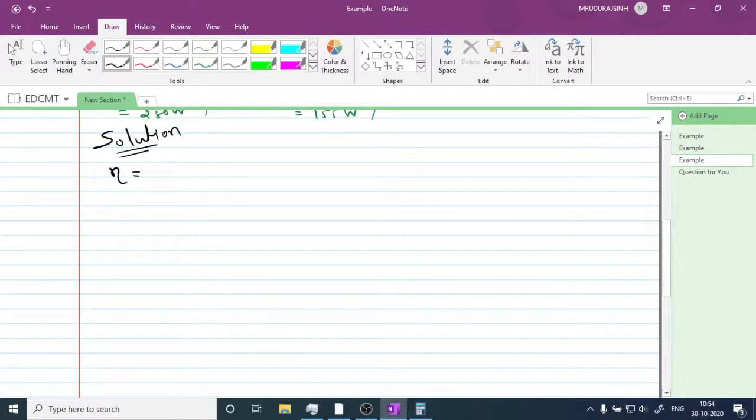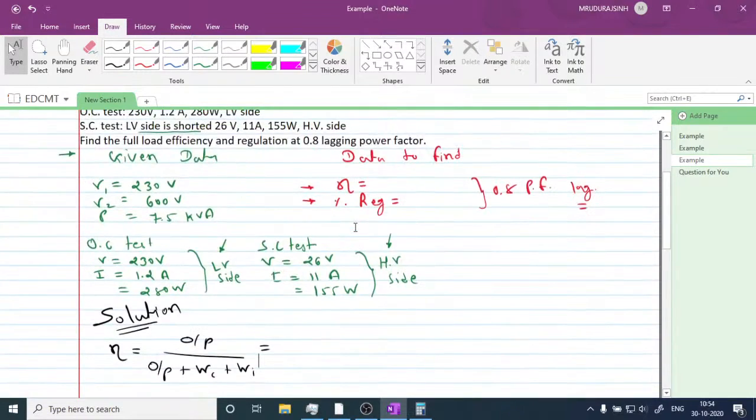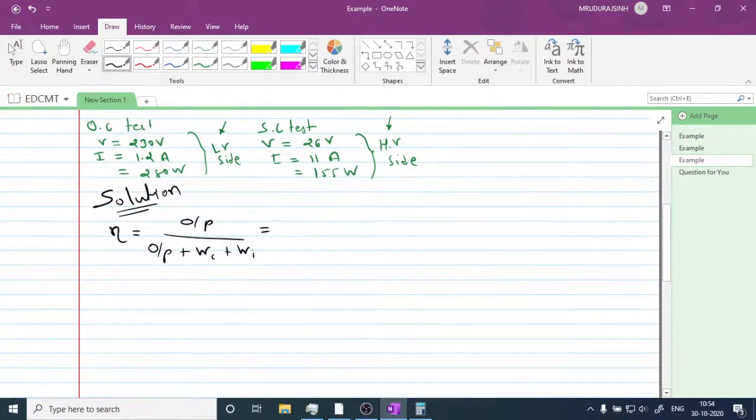So the equation for efficiency is output divided by output plus copper loss plus iron loss. The output we need to calculate, so we'll do it very quickly, because in the previous two examples we have seen this process. So output is kVA into cos phi.